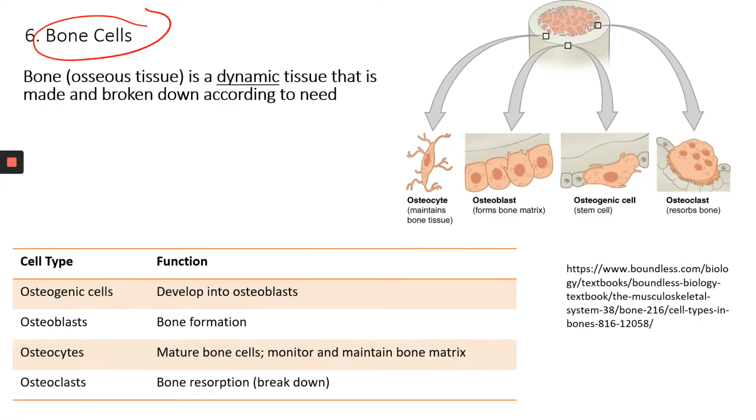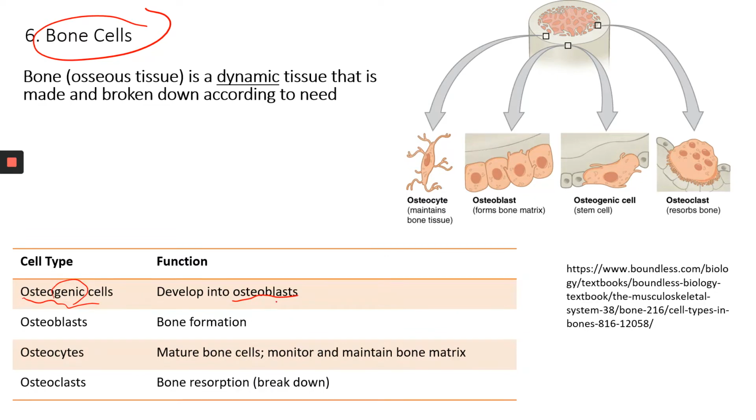All right, now next we're going to look at bone cells. So bone is actually a very dynamic tissue. It's constantly made and broken down according to need, right? Where you have to have more strength to resist pressure and stress. So how do you achieve this constant remodeling? That's done by different bone cells. Okay. First of all, we have osteogenic cells. Genic, right? Like Genesis, you're making things. So osteogenic cells can develop into osteoblasts.